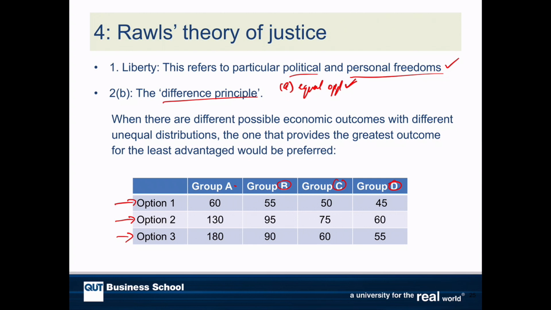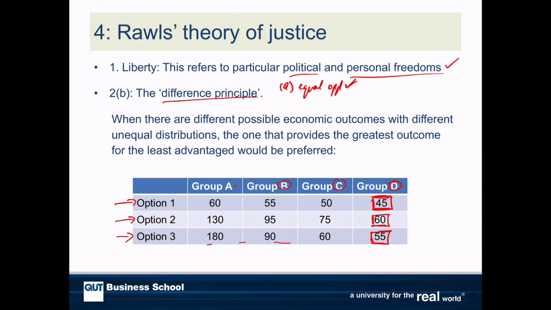Okay, so what we could do if we were doing a utilitarian analysis is look at the one that maximised the number. But that's not what Rawls is saying. What Rawls is saying is you look for each group and you find the minimum number. So in option 1, the minimum number is 45. Group D benefits 45. In option 2, the minimum number is 60. Okay? Then in option 3, the minimum number is 55.